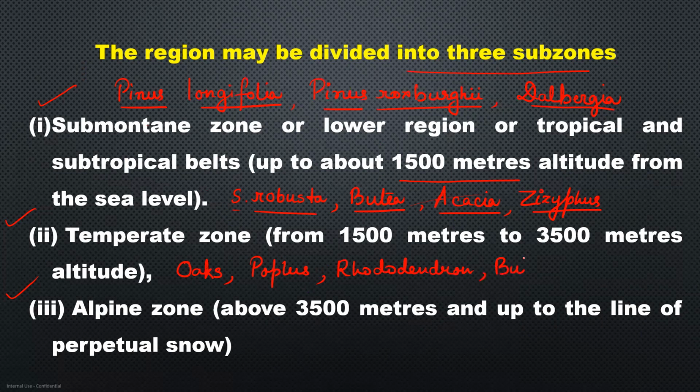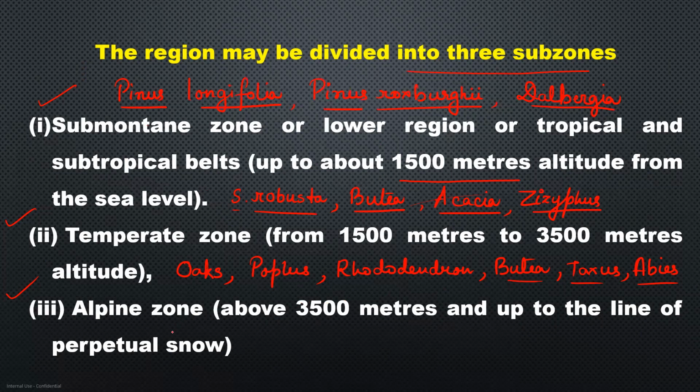Butea is also found here. It's not that it is only found in the lower altitude. Taxus is found. Then other than this, you have Pinus excelsa, Picea, Abies. All these plants are very important. Please remember.